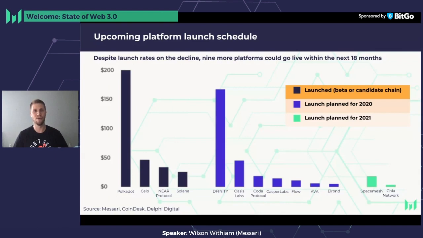We talked a little about how launches are on the decline at the moment, but what we're starting to see is upcoming platform launches. We had 4 launch earlier this year. We have potentially 7 more to launch by the end of the year, maybe into next year. What is interesting about this group is they were the ones that raised a lot of the money during 2018.